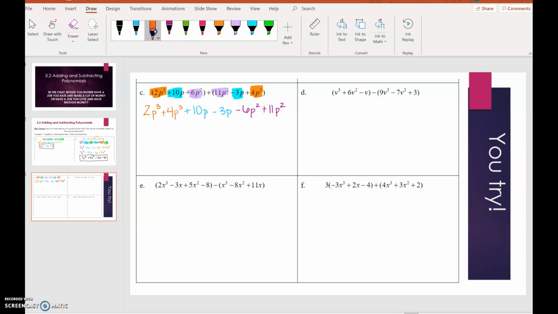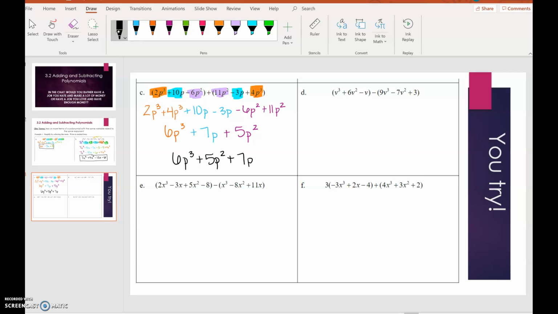So now I'm just going to go ahead and combine. 2 plus 4 gives me a 6p to the 3rd. 10 minus 3 would give me a positive 7p. And then negative 6 plus 11 would give me a positive p squared. And then again, we need to write it in standard form. So we have 6p to the 3rd plus 5p squared plus 7p.